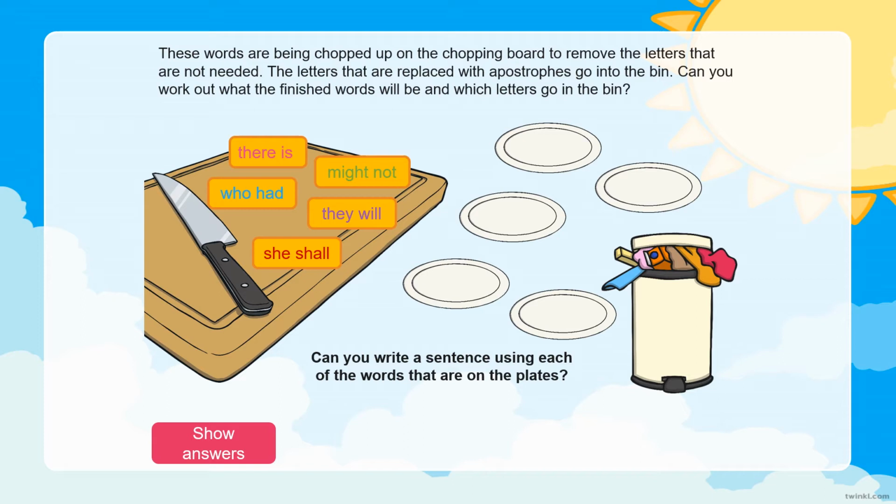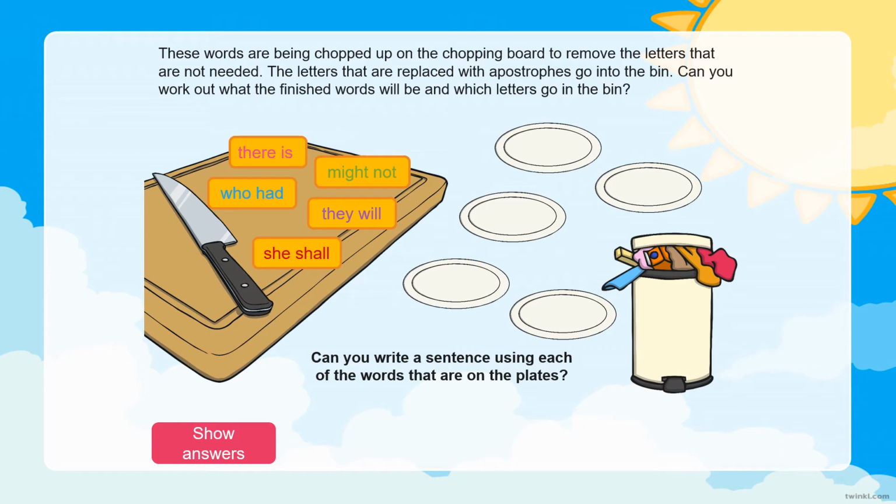How I'd probably do this if I were you is I would write down as a list all of those 5 examples. So write down there is, might not, who had, they will, she shall. Write those all down, and what I'd like you to try and do is then write them as a contraction. So there is becomes theirs, for example. So how would we write theirs?